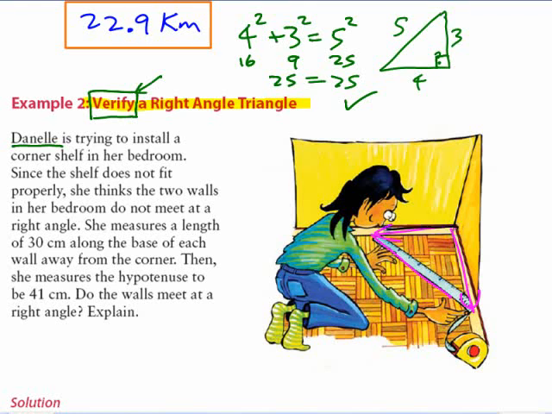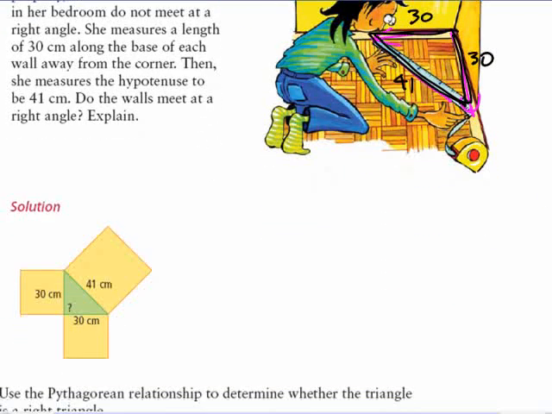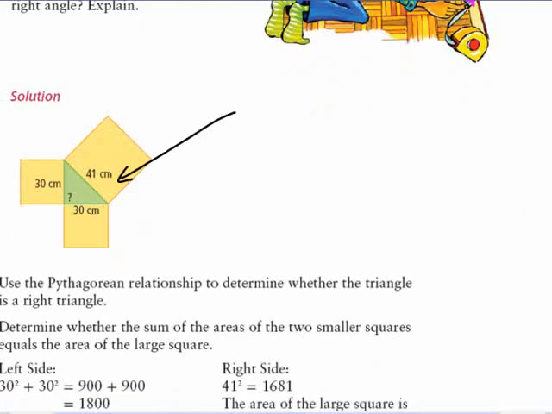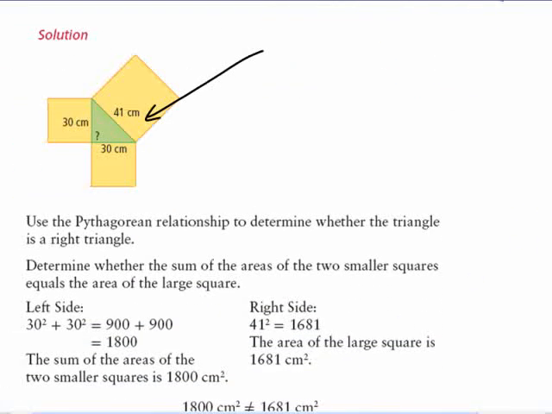So this triangle here, she's checking to see whether it's a right triangle. She has that this is 30 and this is 30, and this is 41. She's measuring that that's 41. And so basically this is what she's checking. She's saying, is this a right angle here? If you work out the area of those three squares, she works out 30 squared is 900 plus 900, which is 1800. And then the other side, the big square, 41 squared is 1681.